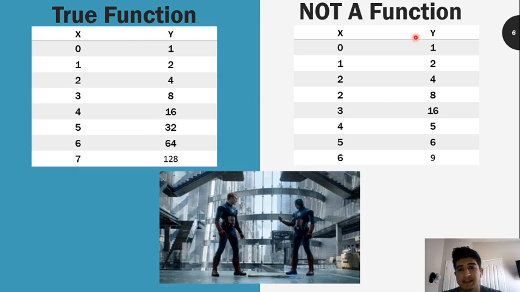Compare this to the side where you have more than one. Here, for example, 0 has 1, 1 has 2, 2 has 4, but there's another 2 and it has 8. So it's telling you that 2 has two solutions, 4 and 8. You can't have two of them in a function, just like Captain America. You can't just have two Captain Americas. You should only have one Captain America at a time, just like in the Avengers movies.